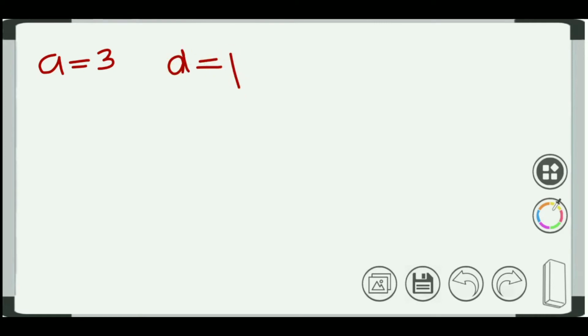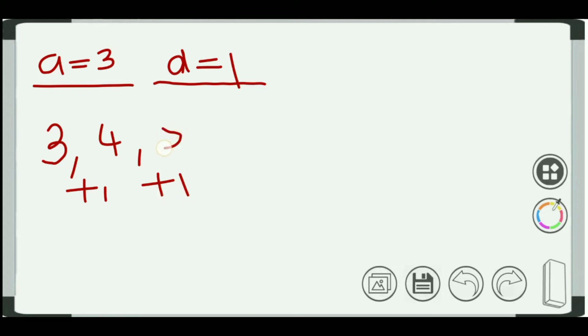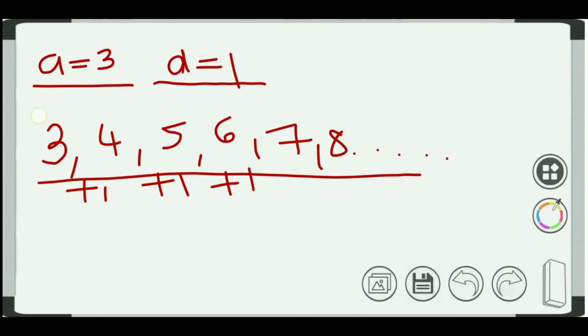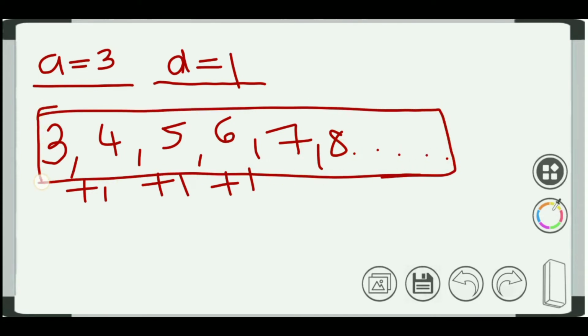Now forming the AP is easy, right? How do we form the AP? a means what? First term. So you got first term as 3. How do we find the second term? You should add the common difference. Common difference is 1, so plus 1, 4. Again plus 1, 5. Again plus 1, 6. Like that, 7, 8, it goes on. This is the AP. Okay. Now you form the AP.